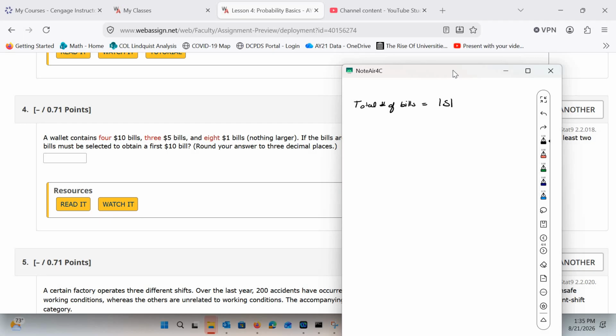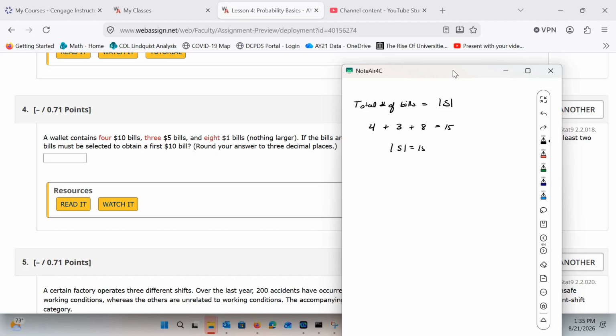I've got 4 $10 bills. I've got 3 $5 bills, and I've got 8 $1 bills. And here's where I'm going to make an arithmetic error, right? So 8 plus 3 is 11, plus 4 is 15. So I get a total of 15. That's my sample size.